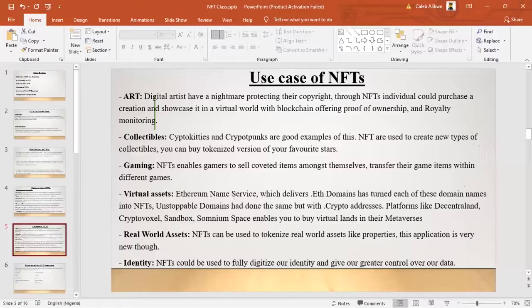Collectibles. CryptoKitties and CryptoPunks are good examples of this. NFTs are used to create new types of collectibles. You can buy tokenized versions of your favorite stars. So we all know the Indomie collectible, those stickers you find inside Indomie, those are collectibles.